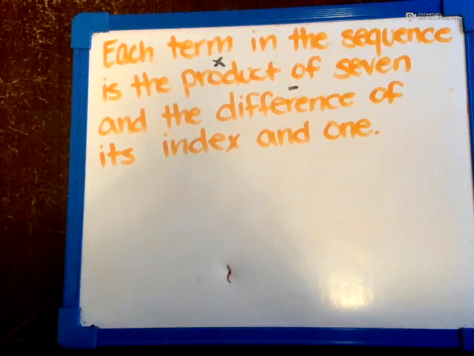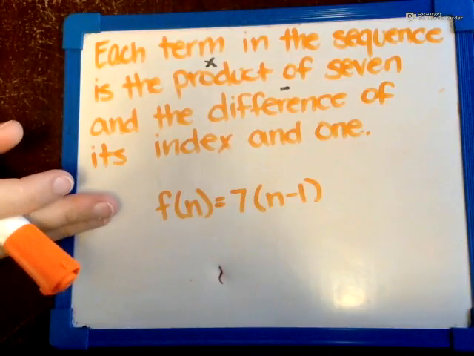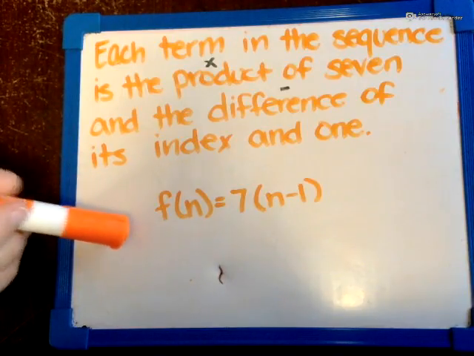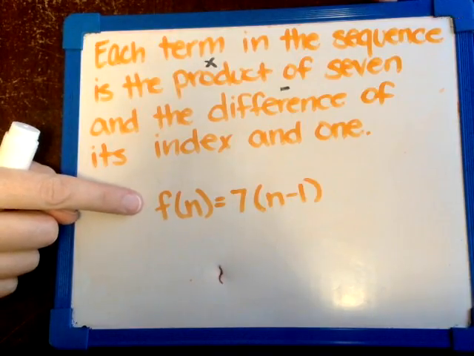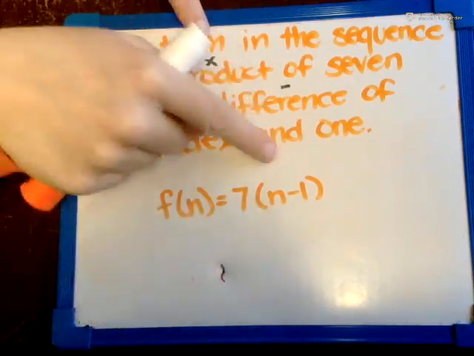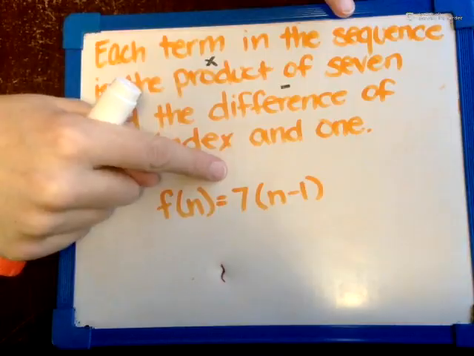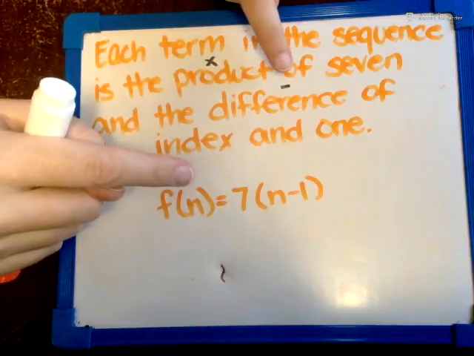So let's see here. We're going to start with function notation just because I prefer that. This is what the formula is going to look like. I'm going to walk you through how we got here. So it says each term in the sequence. So that tells us f of n or a sub n. Each term in the sequence. Okay. Then is the product. So we know that we're going to have an n over here, and we're going to have multiplication, okay, of 7. So we have 7 as part of the multiplication, so 7 times n. and the difference of its index and 1.